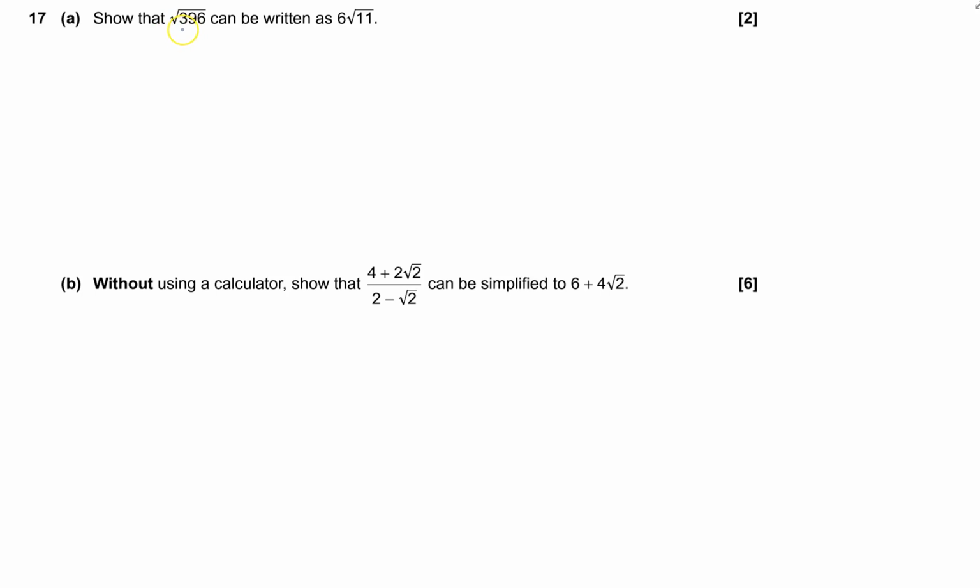Okay, you've got to show that the square root of 396 can be written as 6 root 11. Well, that means that 11 times something must equal 396. So I can do 396 and divide it by 11, and I can use a calculator and do this.